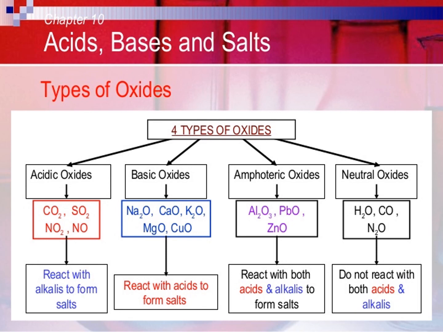We know that acidic oxides, when they react with alkalis, form salts, and basic oxides react with acids and form salts. Amphoteric oxides react with both acids and alkalis to form salts, and neutral oxides do not react with either acids or alkalis.